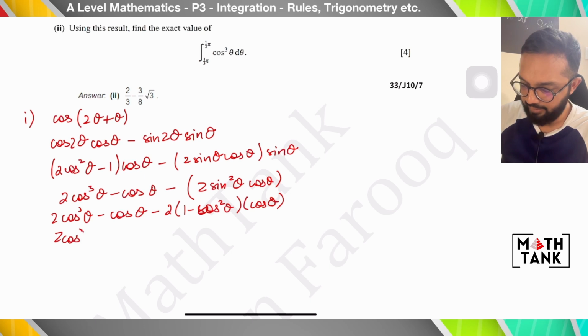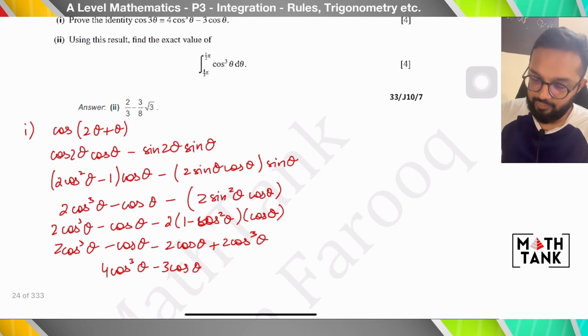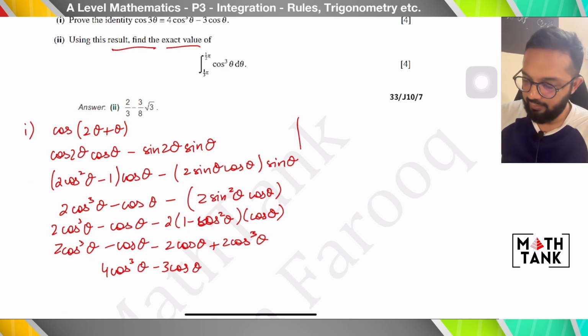2 cos cube theta minus cos theta. It gives me 2 into 1 into cos theta gives me minus 2 cos theta, and 2 into cos square into cos theta gives me plus 2 cos cube theta. So that's 4 cos cube theta minus 3 cos theta. And I hope that's the correct answer. Yes. Using this result, find the exact value of that.